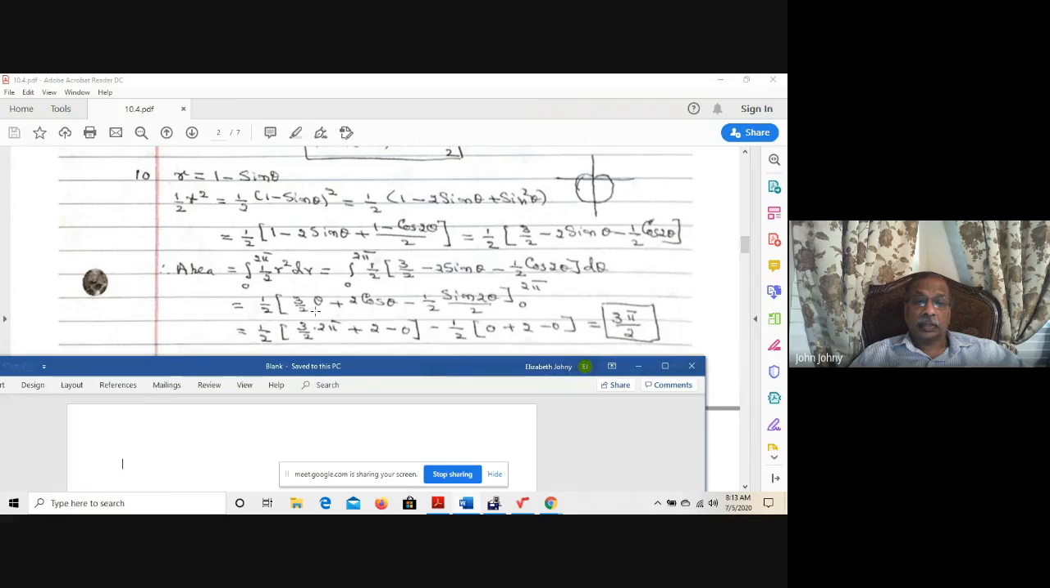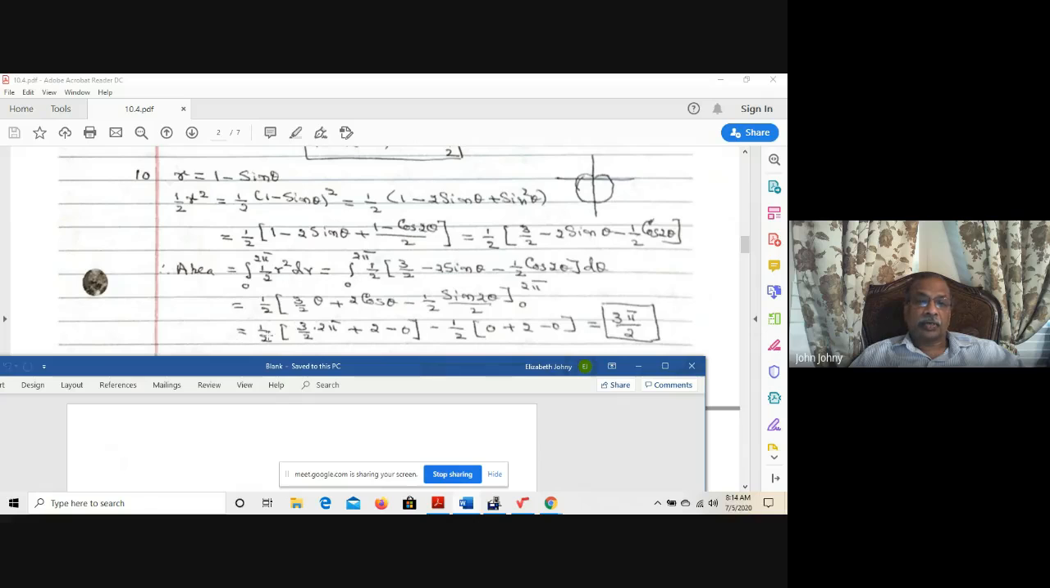1/2 times 3 over 2 times 2 pi plus 2 times cos 2 pi, which is 1, minus 1/4 times sine 4 pi, which is 0. Now substitute the lower limit. 1/2 times 3 over 2 times 0, so that is 0, plus 2 cos 0, cos 0 is 1, so that is 2 times 1, minus 1/4 times sine 0, sine 0 is 0.